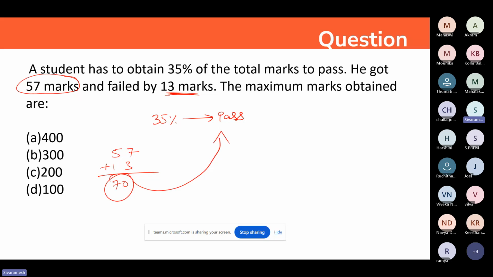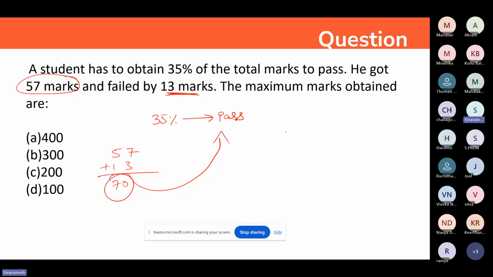He got 57 marks and failed by 13 marks. Means if he gets those 13 marks, he would have passed, right? Did you get that logic? Yes, sir. He got 57 marks and failed by 13 marks, means if he gets those 13 marks, he would have passed. So I can say that the pass marks is 70 marks.